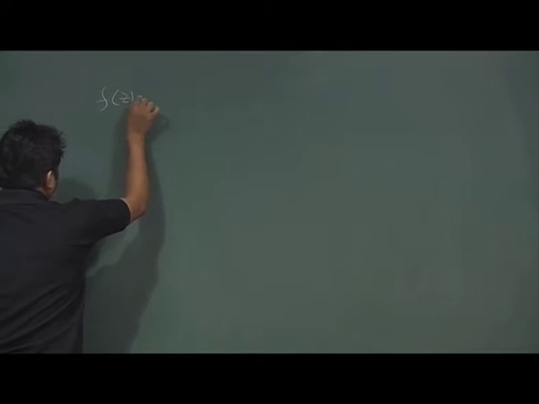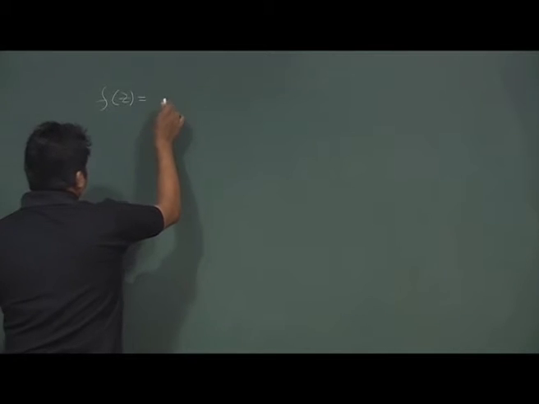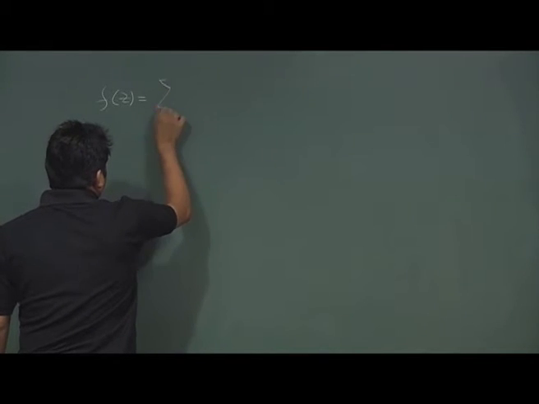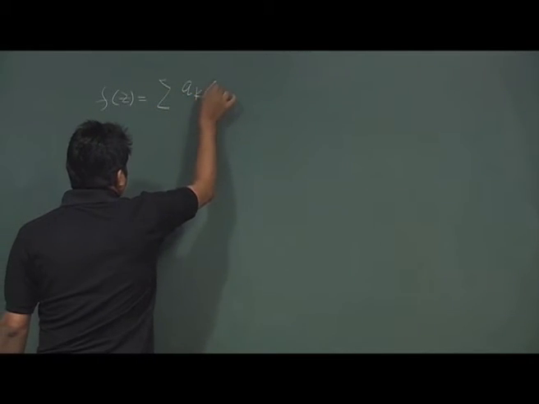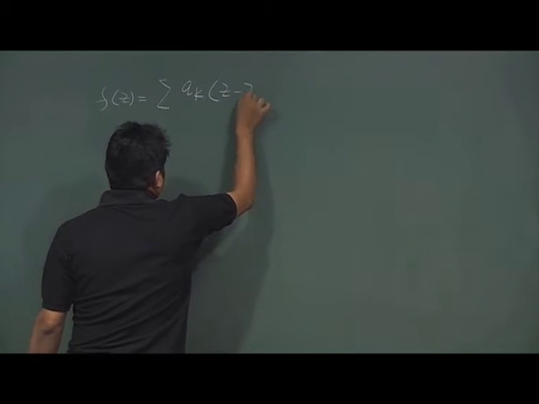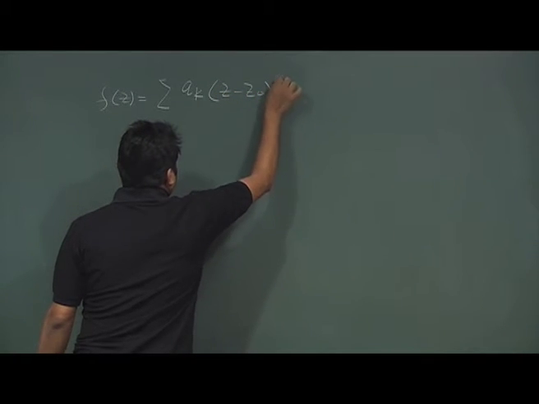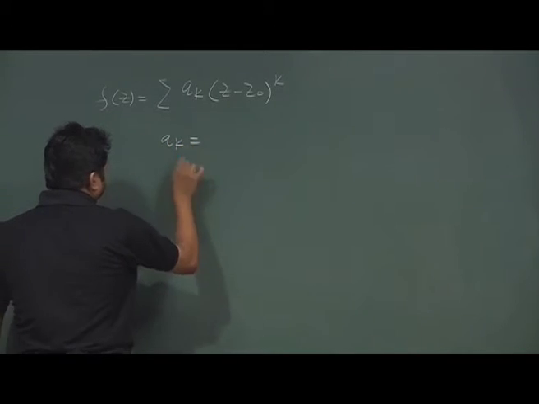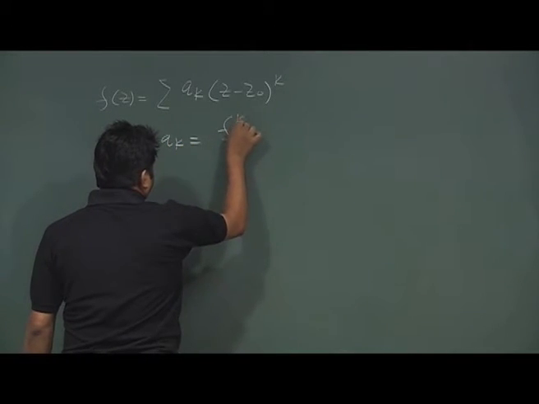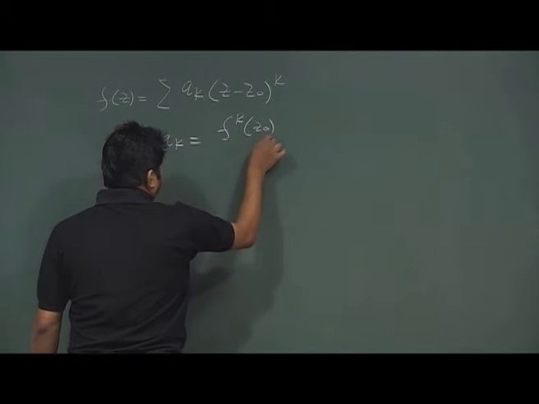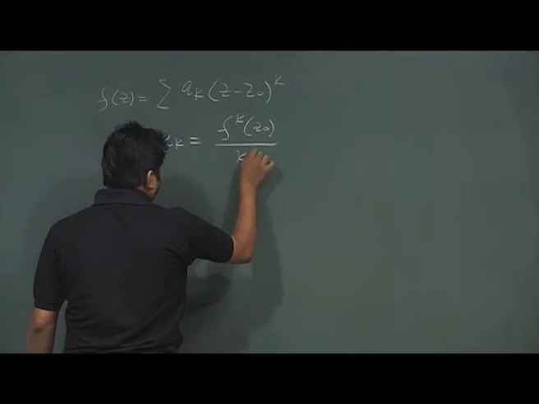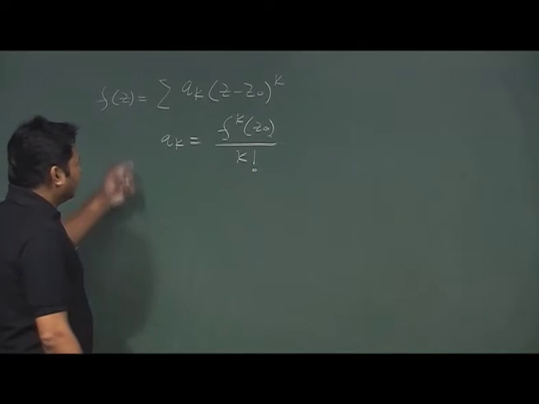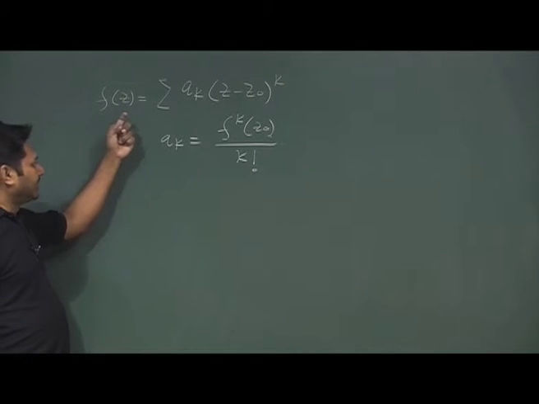So Taylor series suggests if a function is analytic in some region G, then it can be represented in the power series in this way, where a_k is defined like this, with factorial k. This is the expression of the Taylor series.